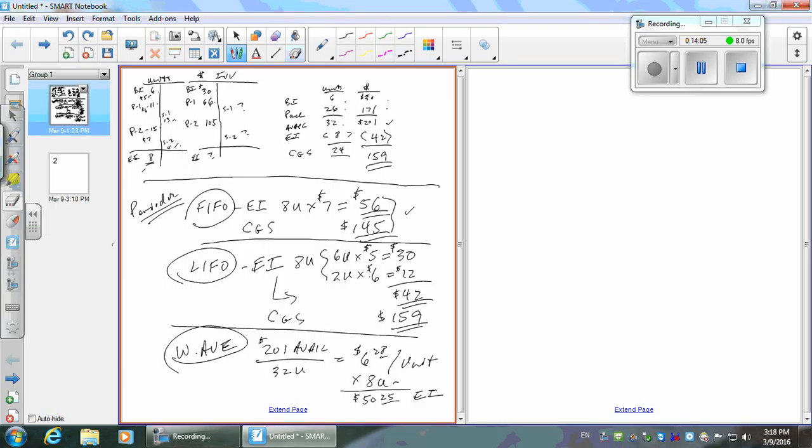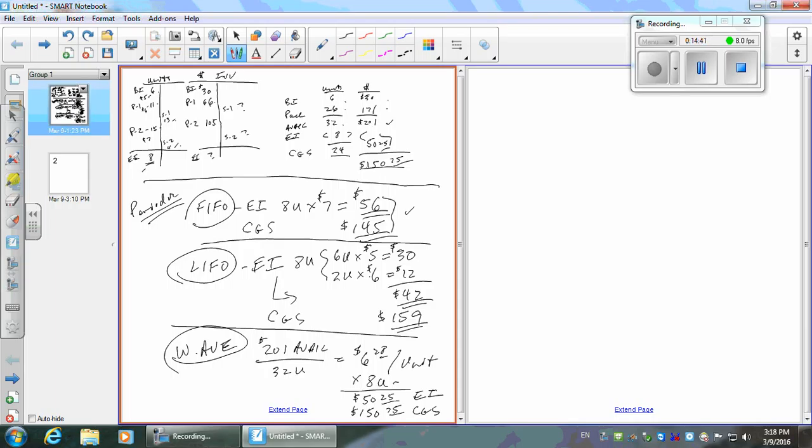You can do exactly what we did with FIFO and LIFO. You can take away $50.25. That's very fabricating. 50.25 away from 201 is how much? 150.75. So I think the answer is 150.75. What do you guys think? Cost of goods sold. Because of course the total has to be 201.